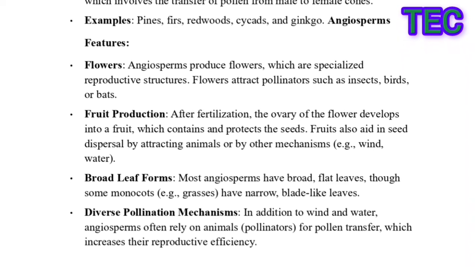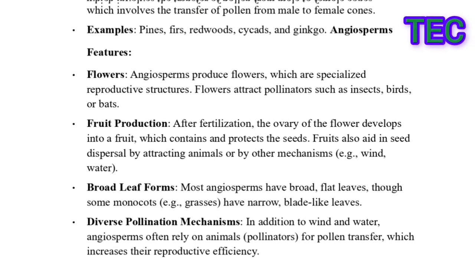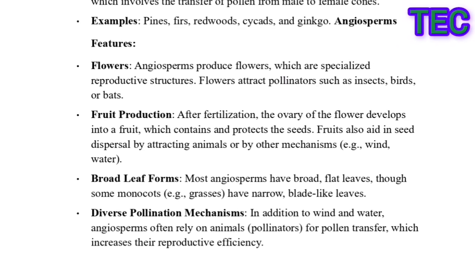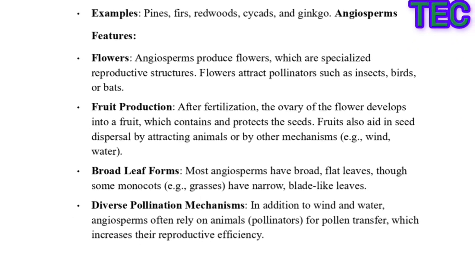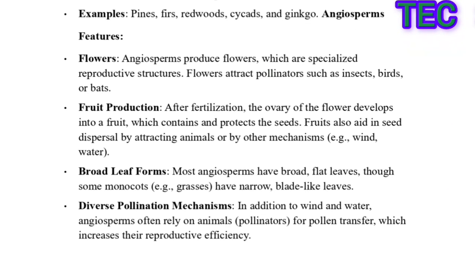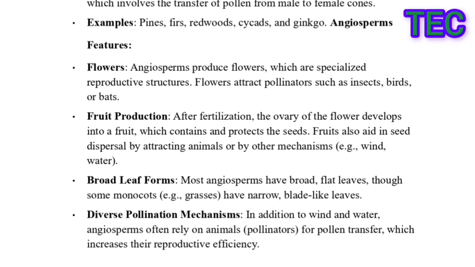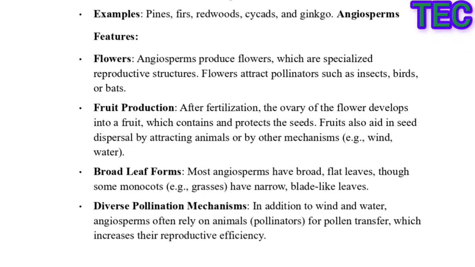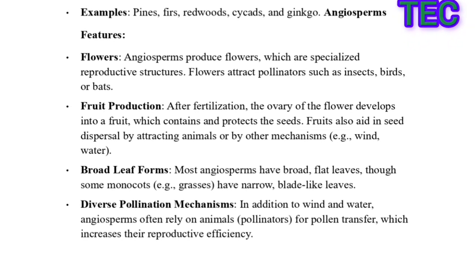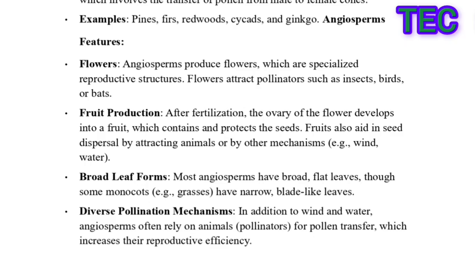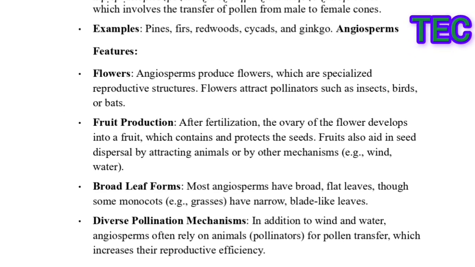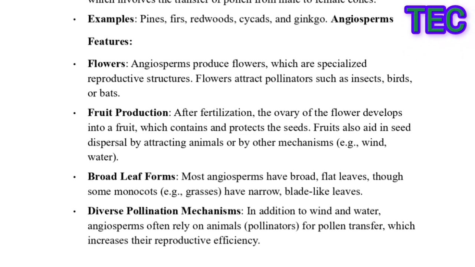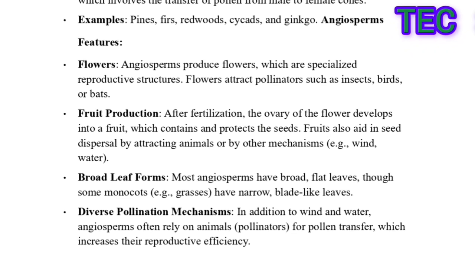We've done with that. After fertilization, the ovary of the flower develops into a fruit, which contains and protects the seeds. So fruits also aid in seed dispersal by attracting animals or by other mechanisms, e.g. wind and water. So you realize that this seed, because it has a protective layer, can also be dispersed through wind. Broadleaf forms or broadleaf lamina. Most angiosperms have broad flat leaves or leaf lamina, though some monocots, e.g. grasses, have narrow blade-like leaves.